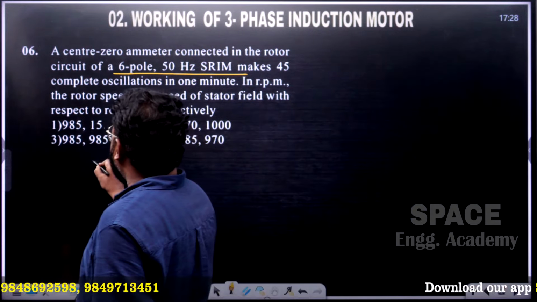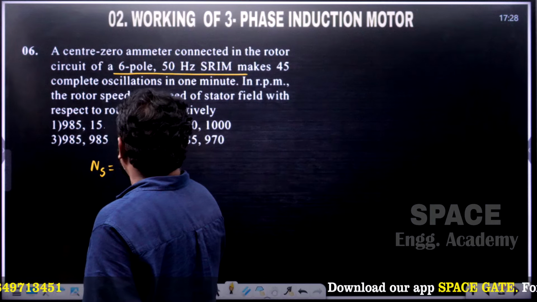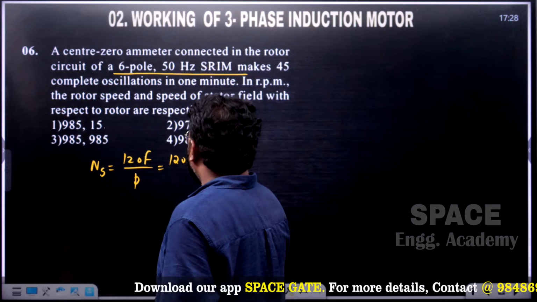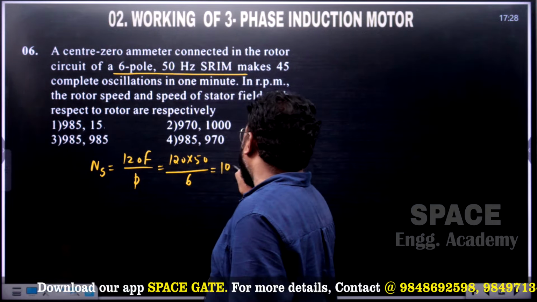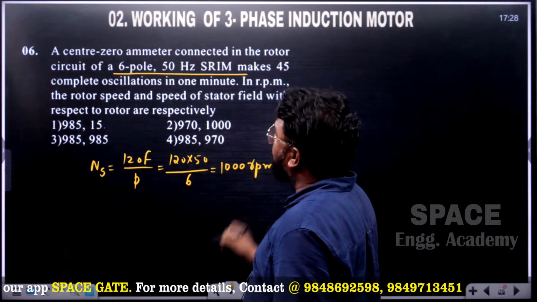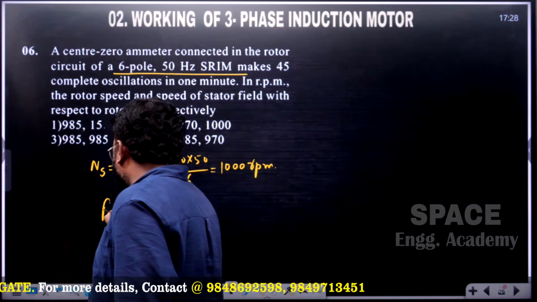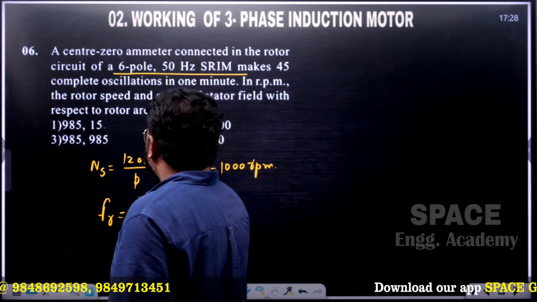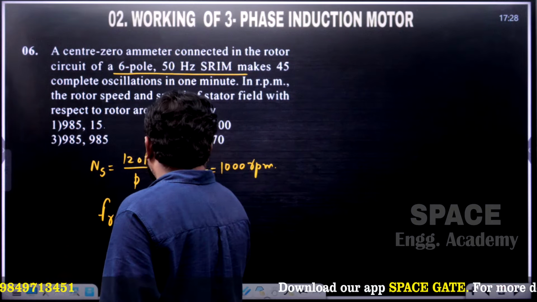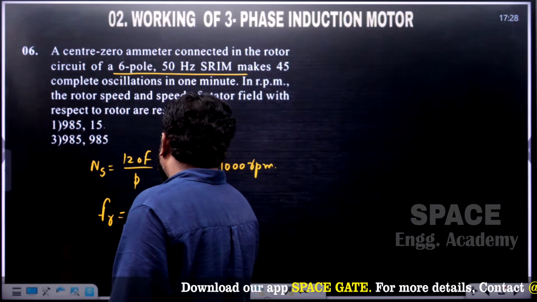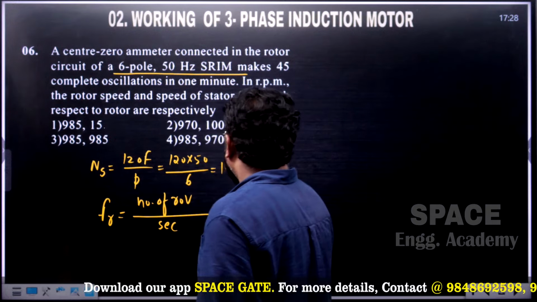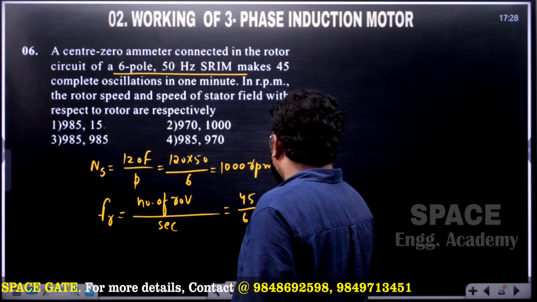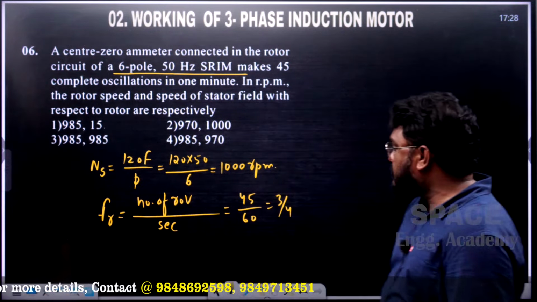First, let us calculate the synchronous speed. Ns is equal to 120 f by p. So 120 into 50 Hz, number of poles is equal to 6, which gives 1000 rpm. And the rotor frequency fr is equal to the number of revolutions per second. So this is equal to 45 divided by 60, which is 3 by 4. So the rotor frequency is 3 by 4.